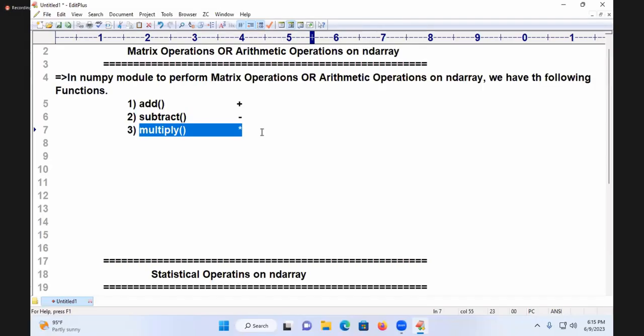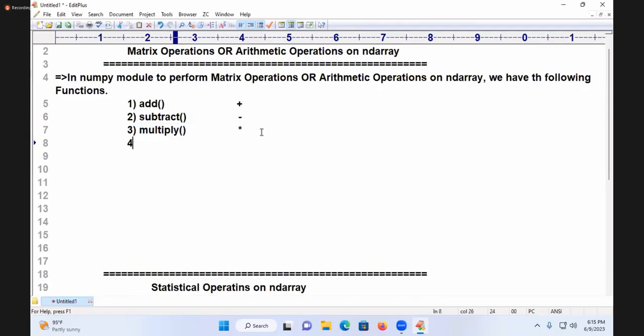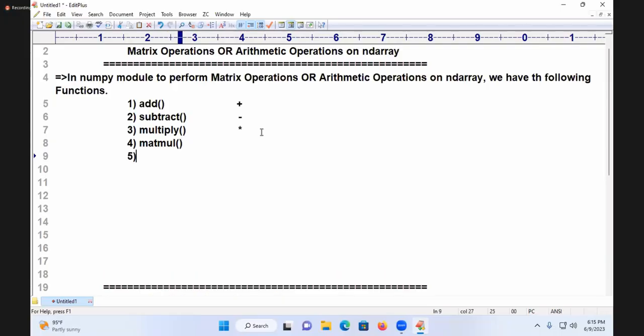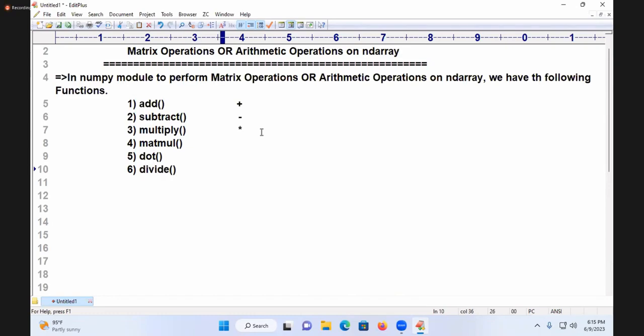But we want actual matrix multiplication. For that, the fourth one is matmul. And one more is also there, similar to that: dot product. Do you know dot product? Next, the sixth one is divide. The operator we have is slash.